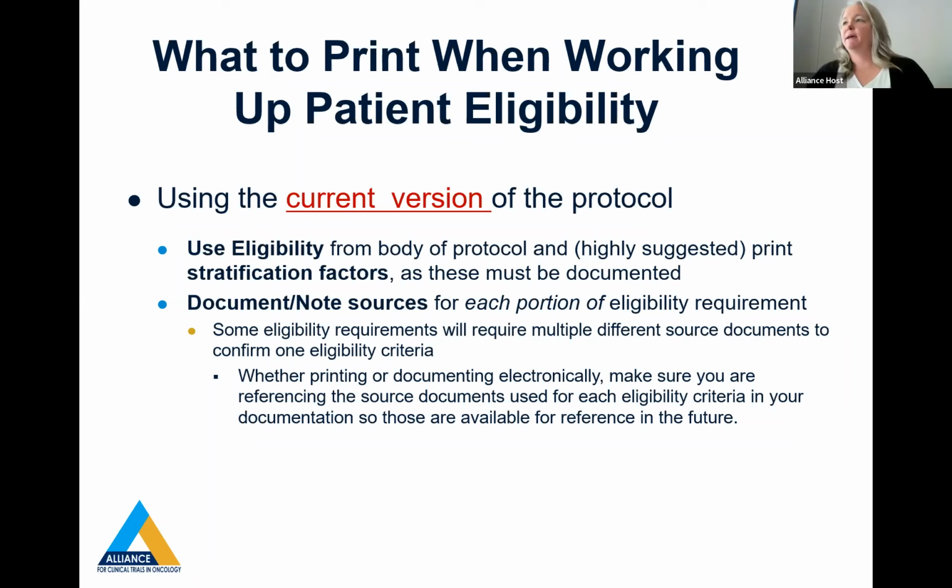So you want to make sure you have that right, because it will affect multiple things. And you want to document your notes and sources for each portion of the eligibility. We're going to talk about some of those examples. Some of the eligibility requirements will require multiple different source documents. So make sure that you have those things and are referencing where it is.